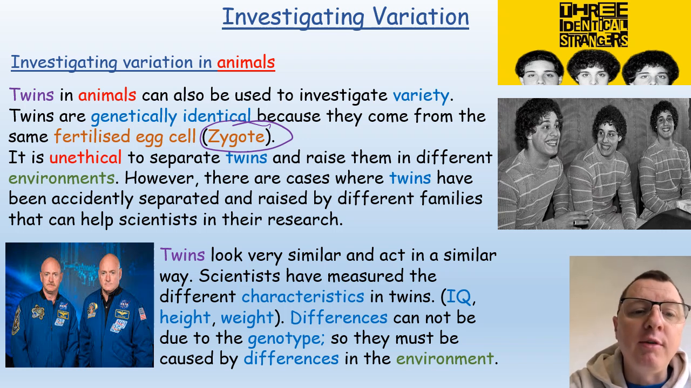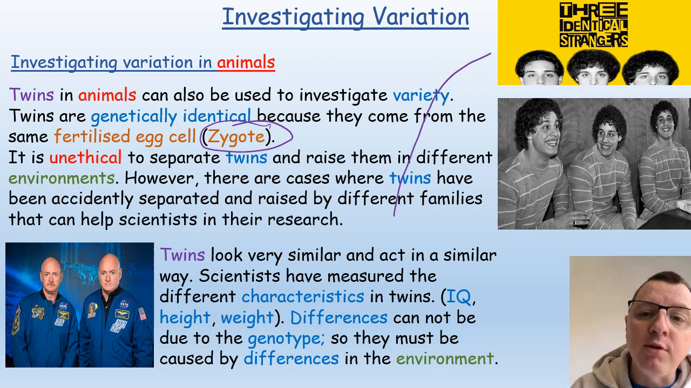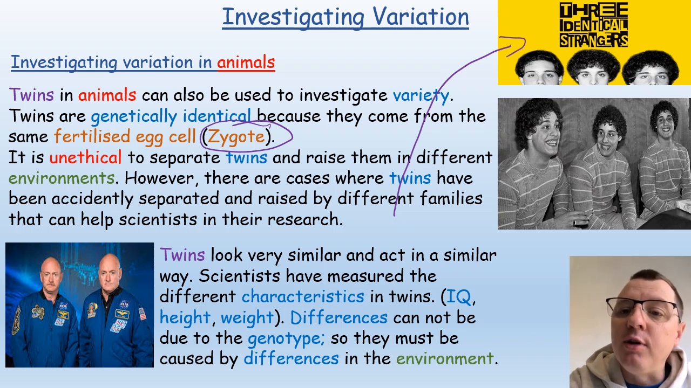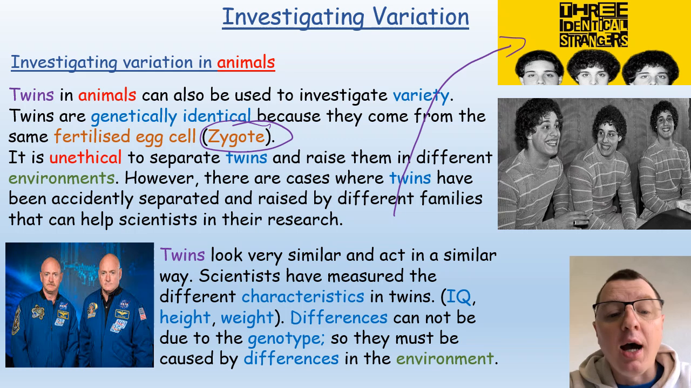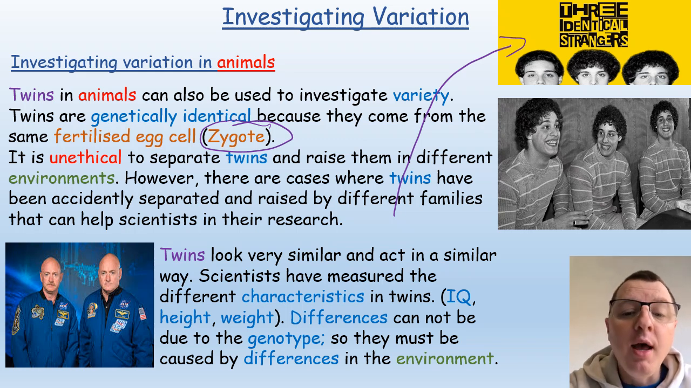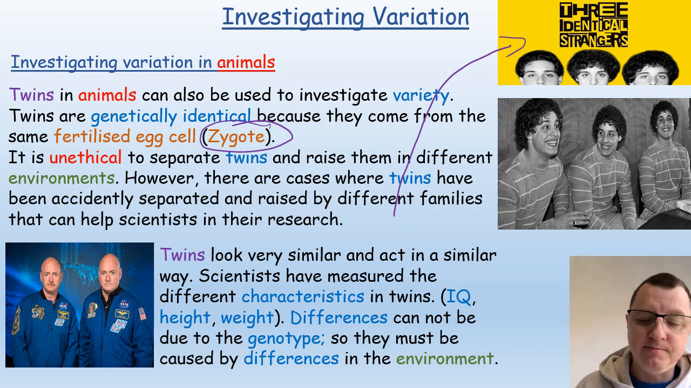If you're interested in these accidental separations, one of the best documentaries I have seen is on Netflix, and it's called Three Identical Strangers. Now, twins look very similar and act in similar ways. However, scientists have measured different characteristics in twins, such as their IQ and their height and their weight, and these differences cannot be due to the genotype, so they must be caused by the environment.